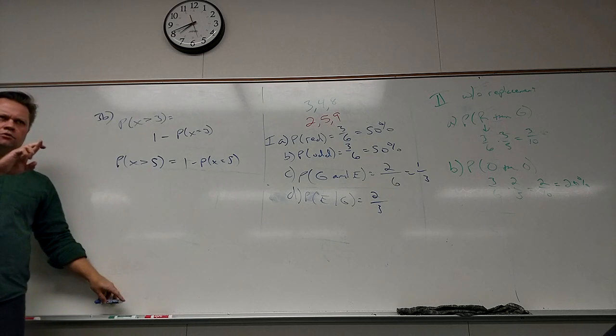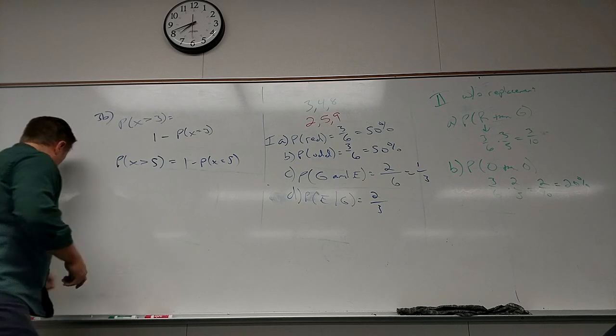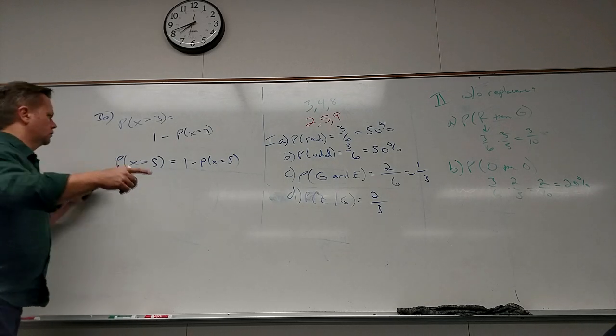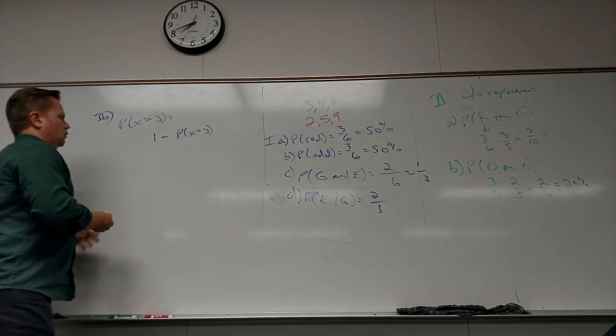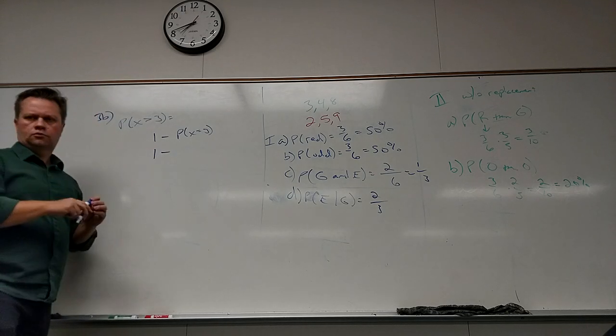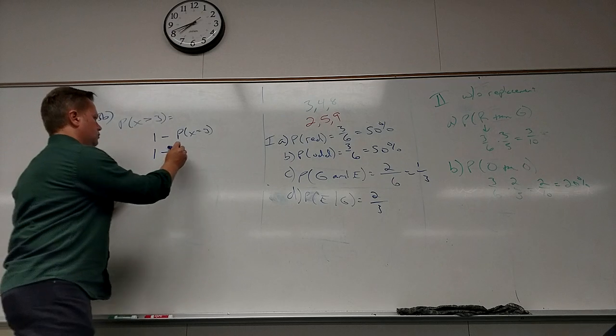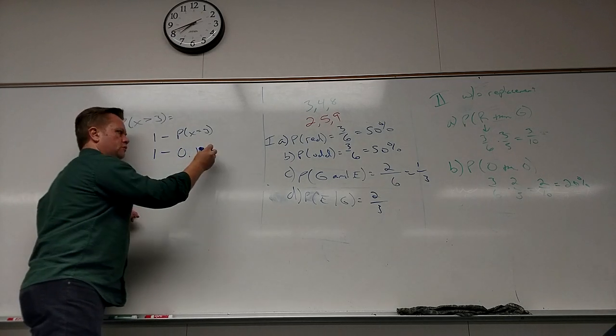Is that cool? No? Not at all? You asked it, right? How do you get the 0.9 out of that? All right, what's the probability x is 3? 0.11. Yeah, 0.11. What's 1 minus 0.11? Okay. Yeah.